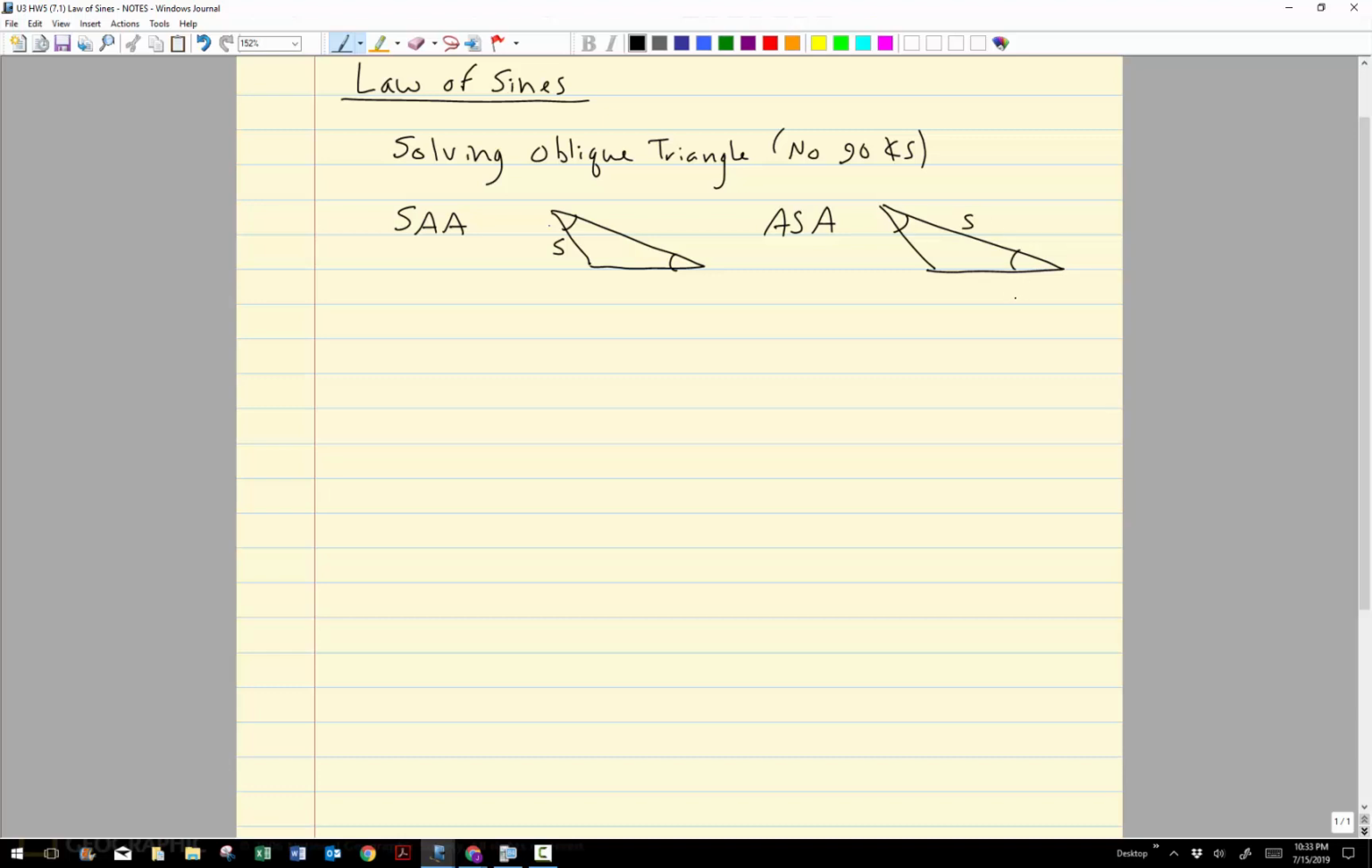The other case that we can look at would be side side angle. Now this one's different because I know two sides and one angle. So this would be a setup where I might have something like side, side, angle. Of course this could be two different sides and another angle, but just notice that it's not the included angle in between the two sides. That makes a difference. So these scenarios I can solve using the law of sines.